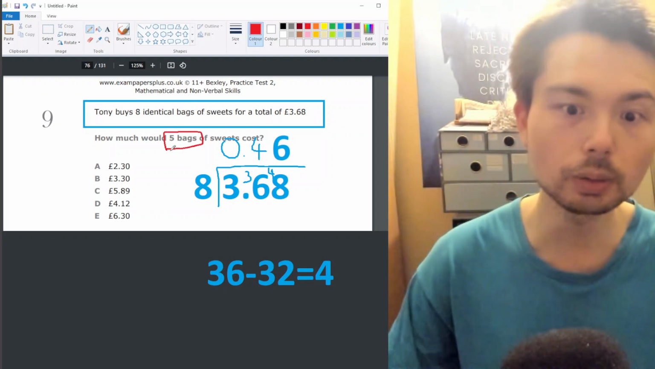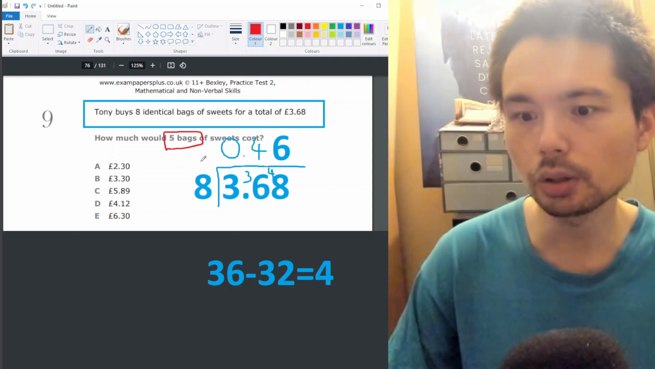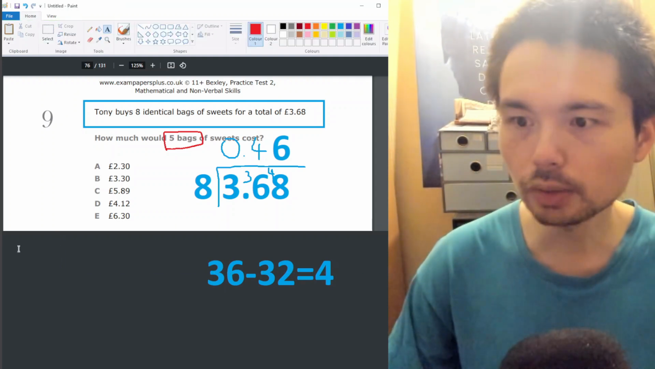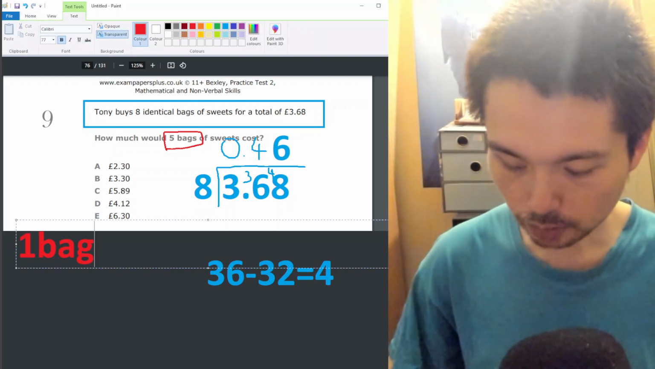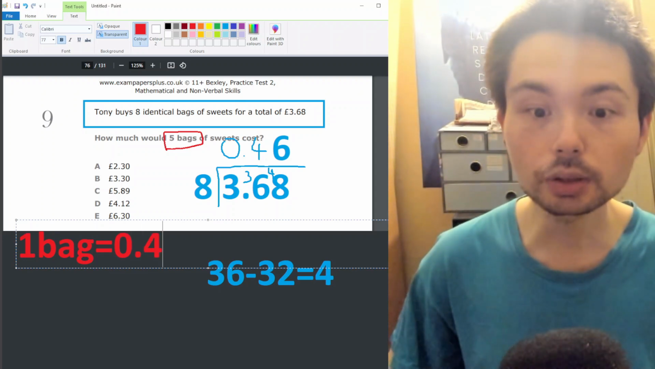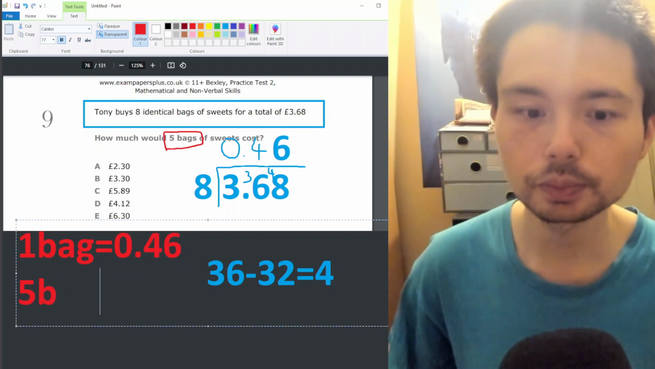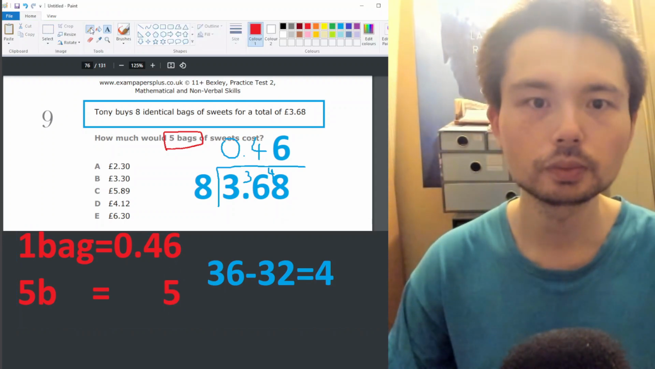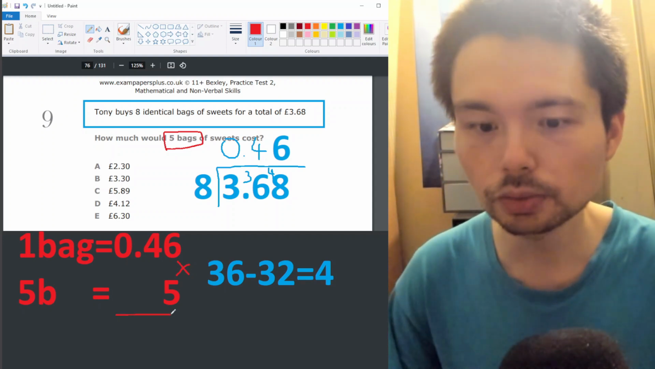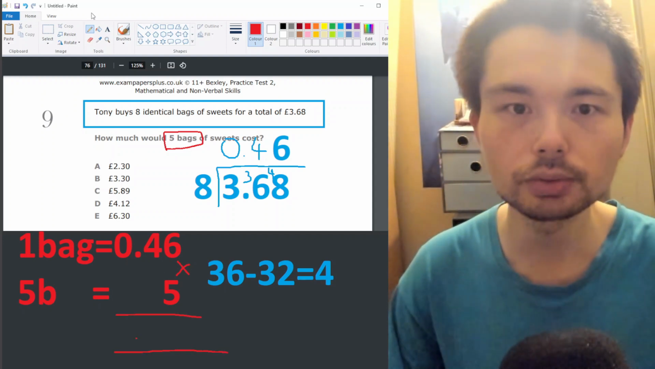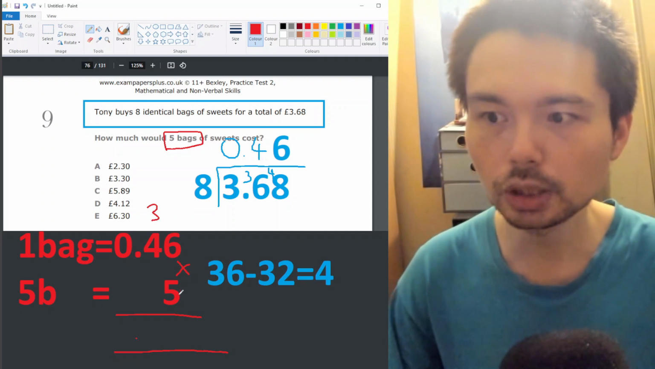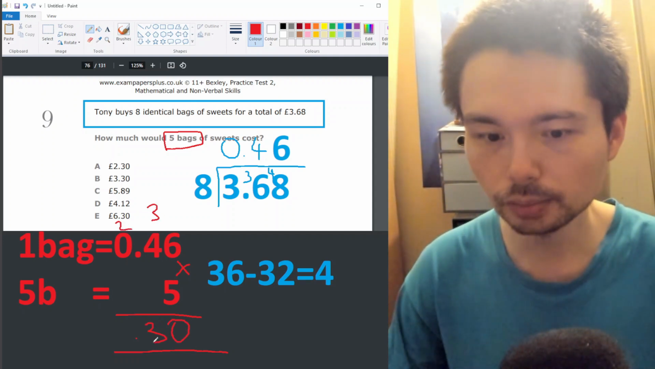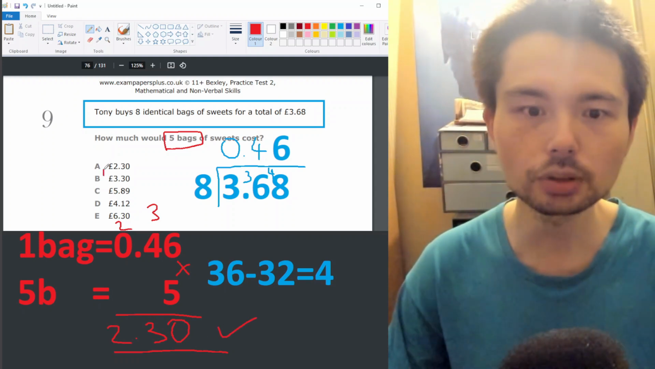Good stuff. Classic question. I think it's the easiest question we've seen so far. We're going from 1 bag to 5 bags, so that will be times by 5. Let's write it fully here. We are done, mate. 46p, 5 bags, times 5 here. 46p times 5 is equal to £2.30. 6 times 5 is 30, write it with me, and then here 4 times 5 is 20, and plus 3, 23, good. £2.30, and that is option A, good stuff.